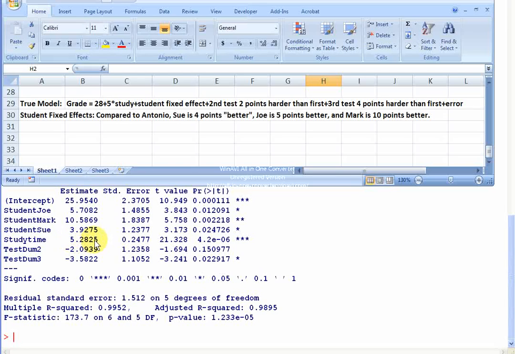Plus a student fixed effect, where I created those fixed effects so that Sue was 4 points better than Antonio. 3.92, that's right on how I created the data. Joe 5 points better. Joe 5.7 points better is our estimate, that's pretty close. Mark was 10 points better. Our estimate's 10.6. And I also made the second test 2 points harder than the first test. And that's what our estimate is, right at -2.